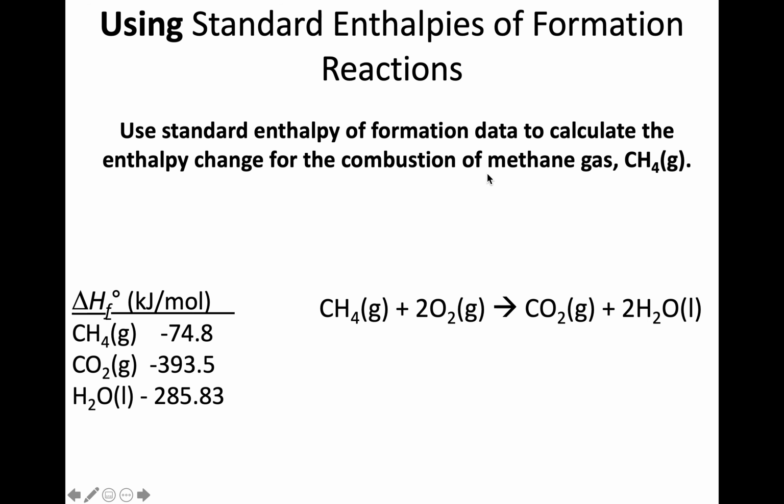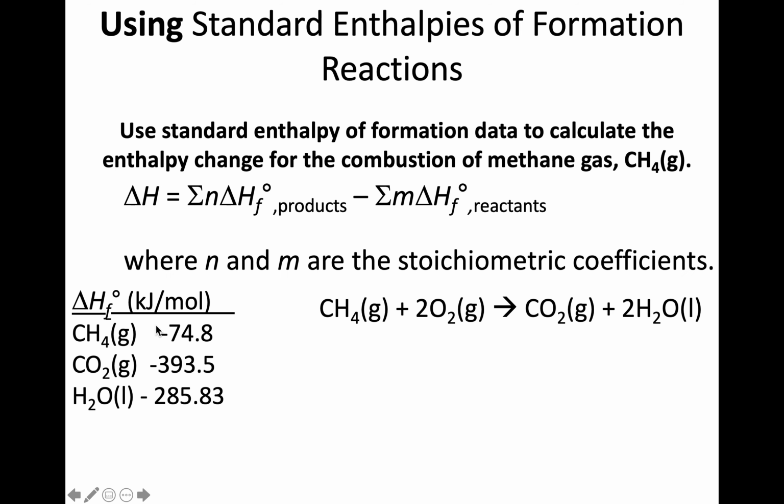Let me show you an example. So here's a question. Using standard enthalpies of formation, let's calculate the enthalpy change for the combustion of methane. So here's a balanced equation for the combustion of methane. I would look up tabulated values for the different standard enthalpies of formation. And then I'm going to use my expression here to add up the contribution from all of the products minus all of the reactants, where these leading terms are the stoichiometric coefficients in the balanced equation.